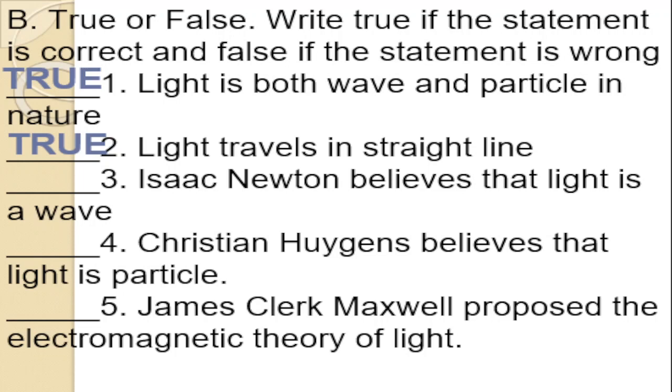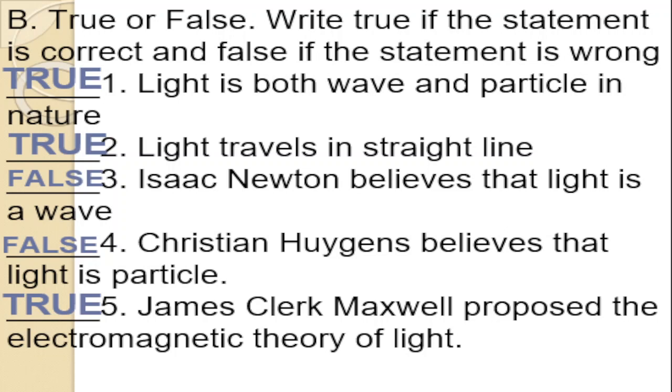Isaac Newton believes that light is a wave. This is false. Isaac Newton believes that light is a particle. Christian Huygens believes that light is a particle. That is also false. Christian Huygens believes that light is a wave. James Clerk Maxwell proposed the electromagnetic theory of light. This is true. James Clerk Maxwell believes that light is an example of an electromagnetic wave.